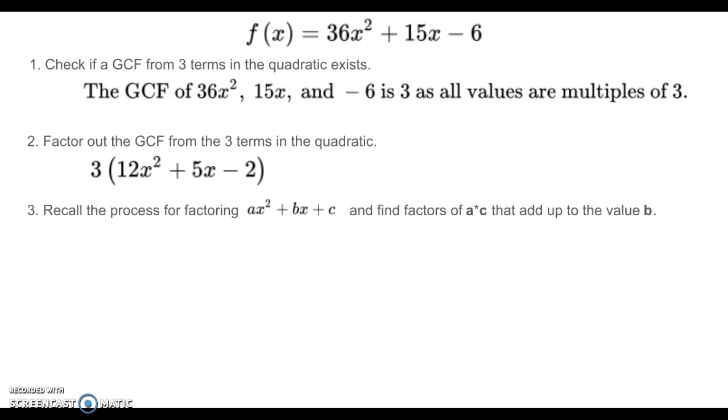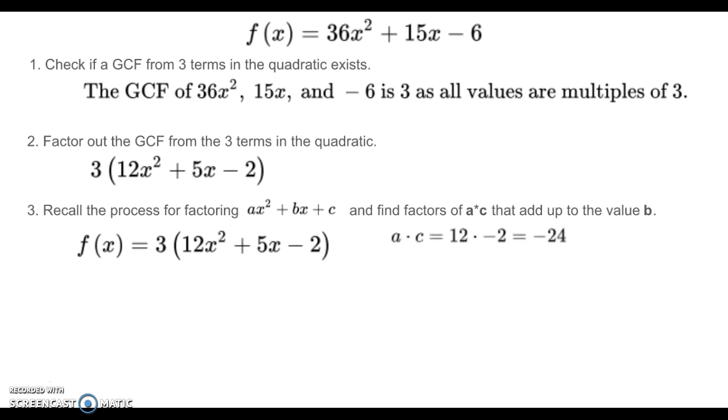We're looking for factors of a times c that add up to b. So let's start to find those. A times c would be 12 times negative 2, which gives us negative 24. We now want to try to find factors of negative 24, but they need to be really specific because those factors also need to add up to b, which is 5.